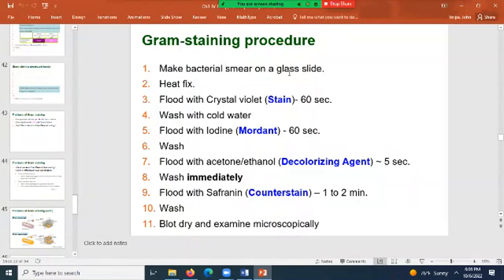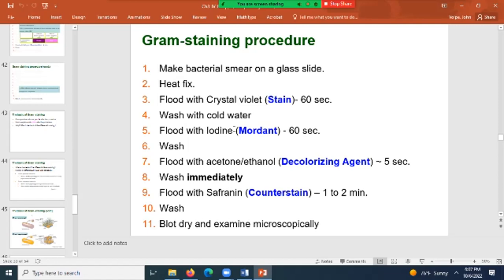You normally allow the slide, the bacterial smear, to air dry and then heat fix, and that allows the bacteria to be fixed onto the glass so that when you're doing the water washings later in the gram stain, the cells are not washed off the slide by the water washing. This is giving you the procedure in a nutshell.